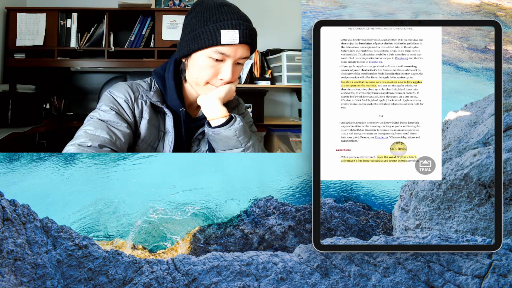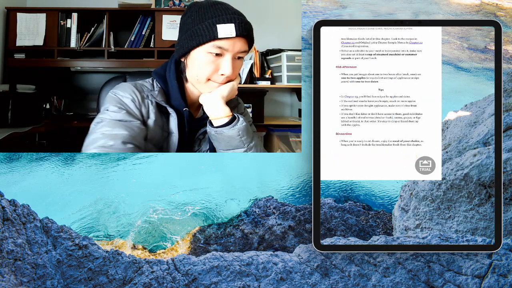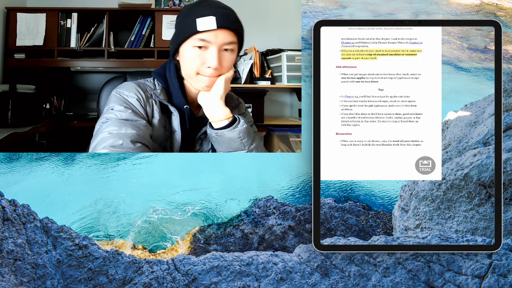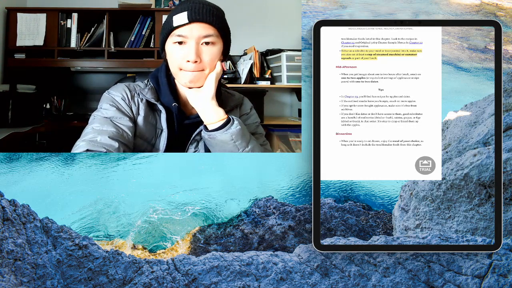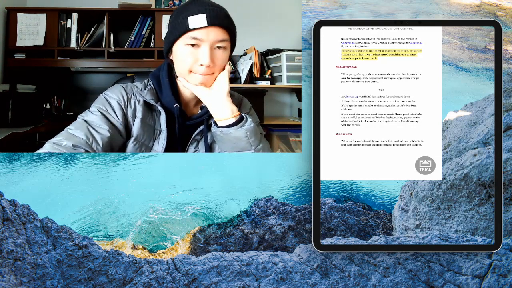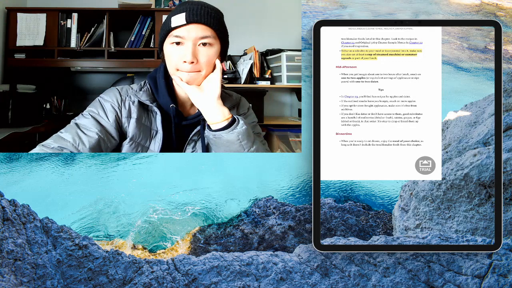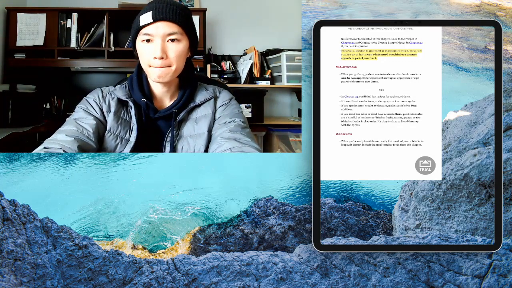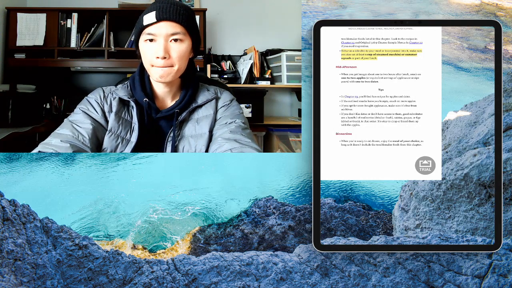Okay, so that was the end of the hand and wrist section. So we'll go through the labels again. What's A? Middle phalanx, good job. And then what's B? Metacarpal, love it.